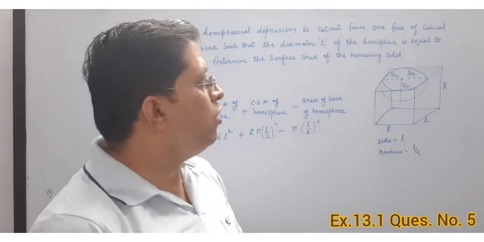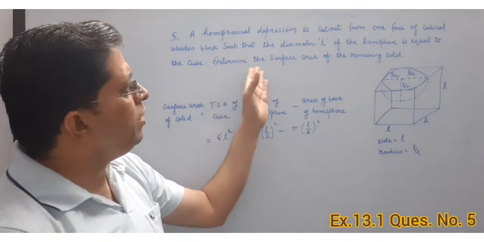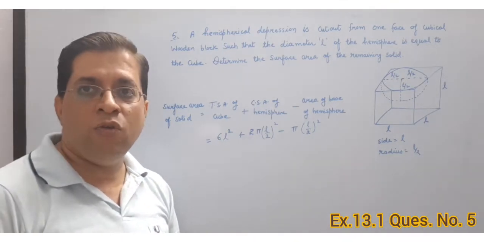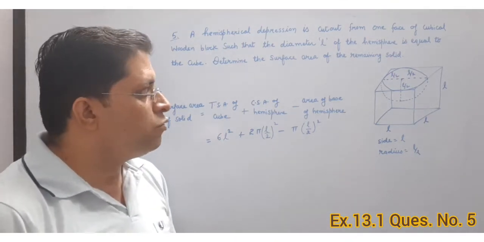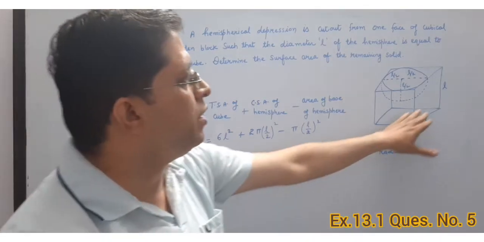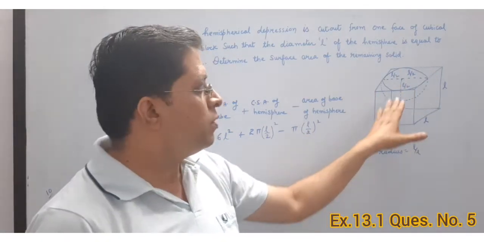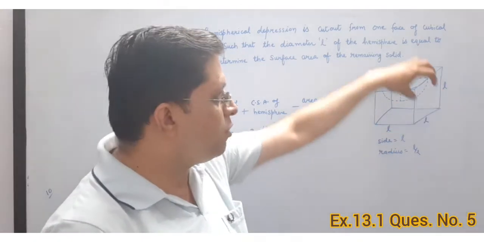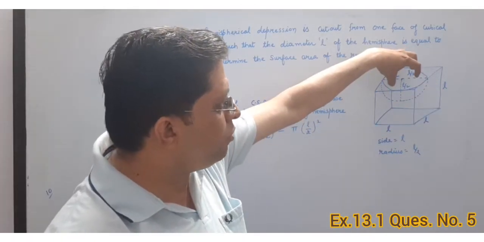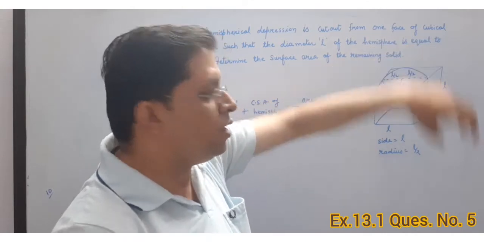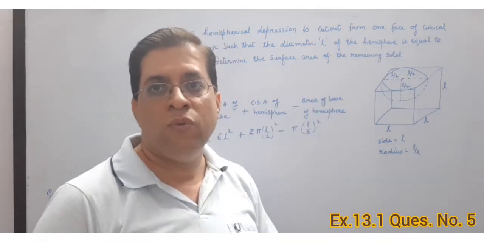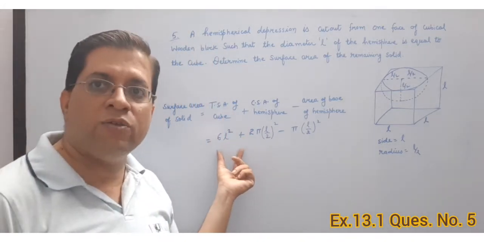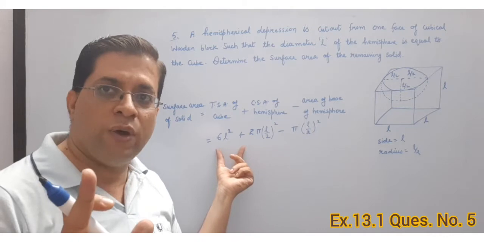Okay, and you have to determine the surface area of the remaining solid. So how to get it? First of all, you take TSA of cube, then CSA of hemisphere minus, because this is dug out, no? Minus area of base of hemisphere. TSA of cube is 6 into side square. Can I write 6L square?